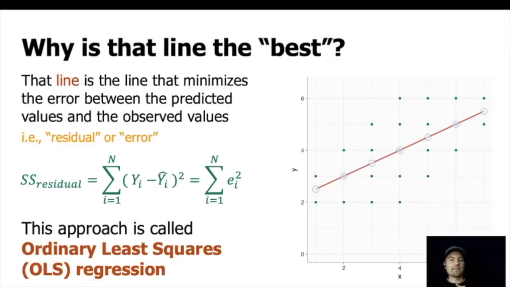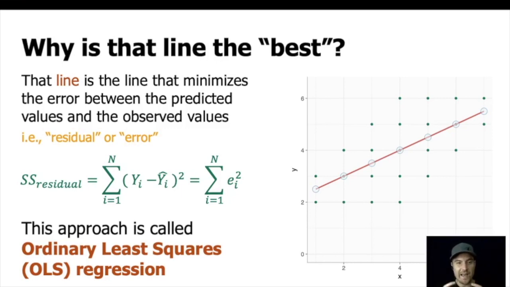So why is that line considered the best? Well, that line is the line that minimizes the error between the predicted values, what we predict for that person. So say a person scores a 4 on the x, there's some people that didn't score a 4 on y. There was a person that scored a 2, a person that scored a 3, a person that scored a 4. So that one's perfect. But then there's a person that scored a 5 and a 6. So we're technically wrong. We have error where those points don't fall exactly along the line.